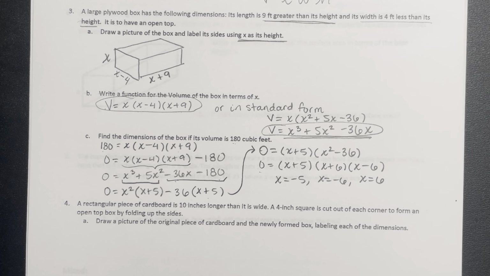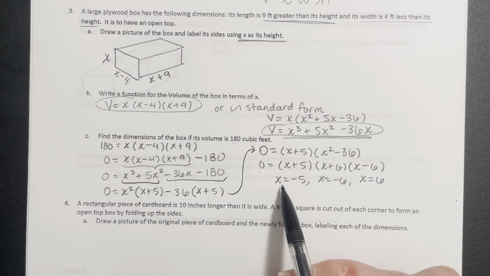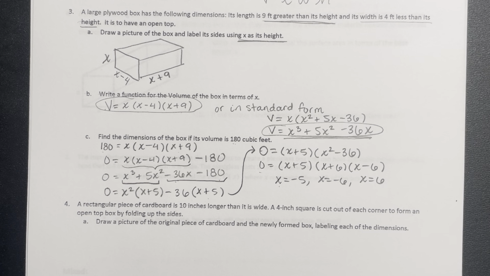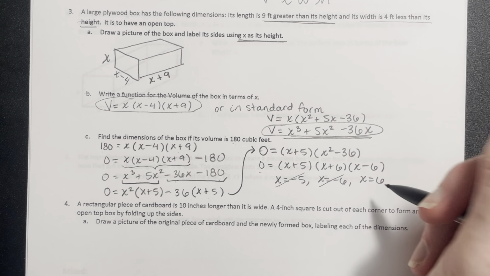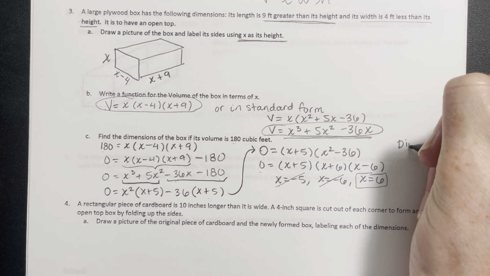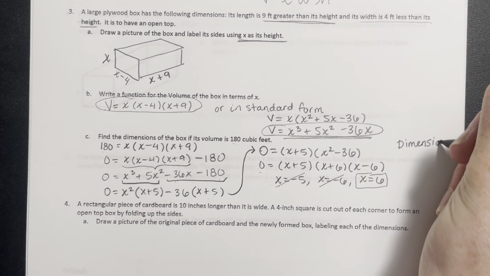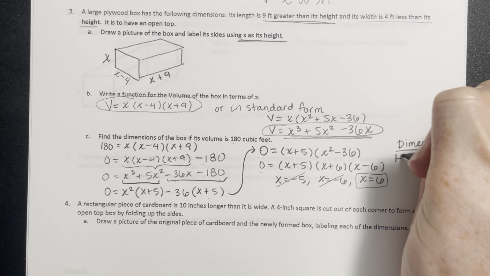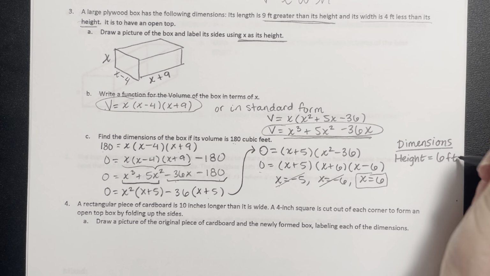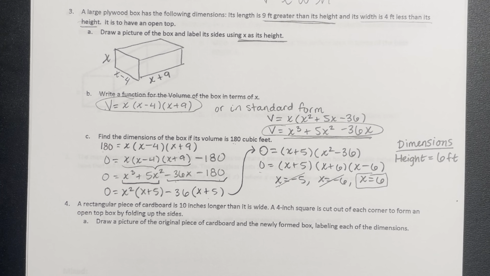Now if we focus on what is happening here, the x value is representing the height in this situation. There's no way that we can have a height of negative 5. There's no way we can have a height of negative 6. So the only possible height is 6. So when it asks for me to find the dimensions, we already know that the height would be 6 feet. Well, this is a really large plywood box.